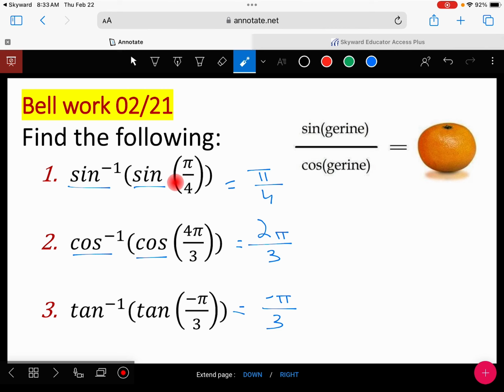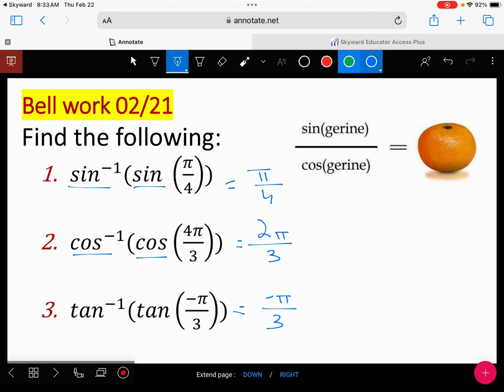Yep. Is quadrant 1 within our domain restriction for inverse sine? Yes. What quadrant is negative pi over 3 in? 4. What's the domain restriction for inverse tangent? Yep. So negative pi over 3 is within our domain restriction for inverse tangent. And we see when that happened, our final answer was the same as our initial input.